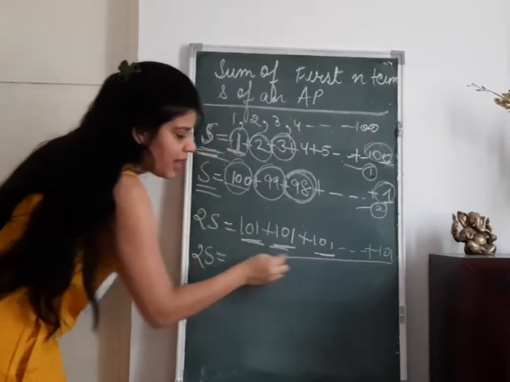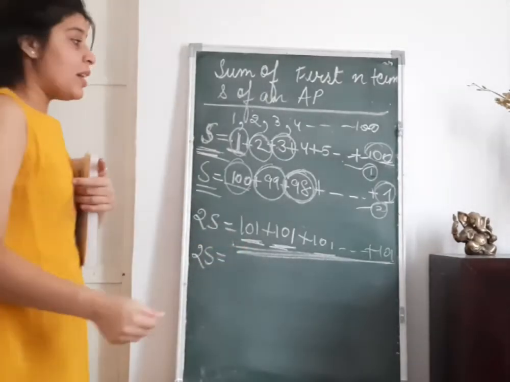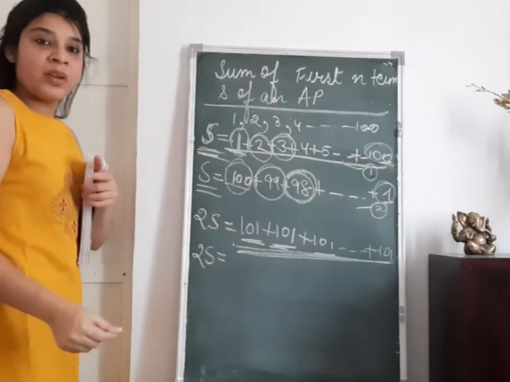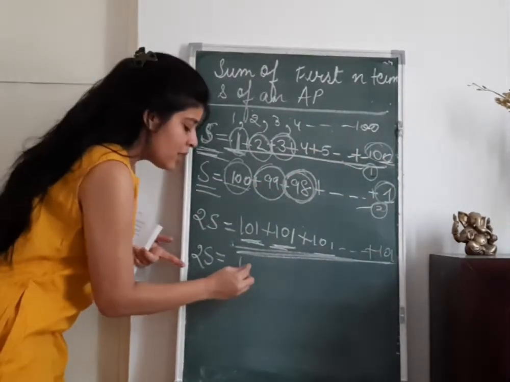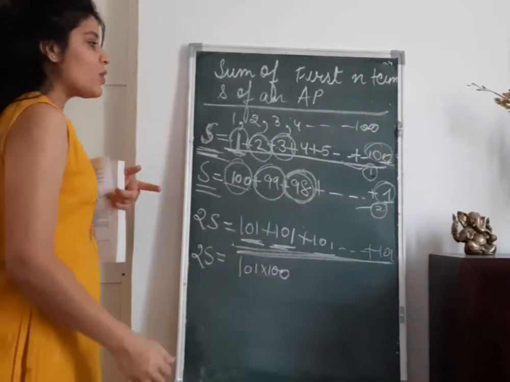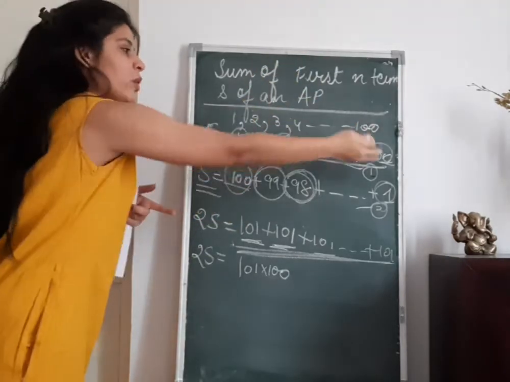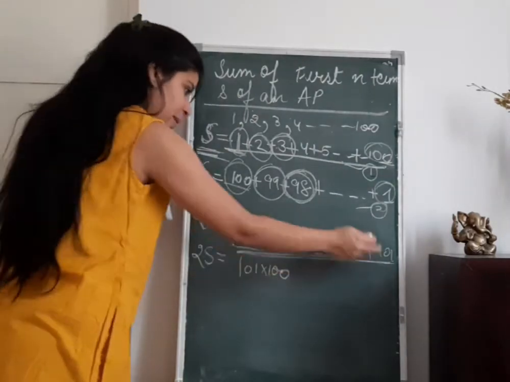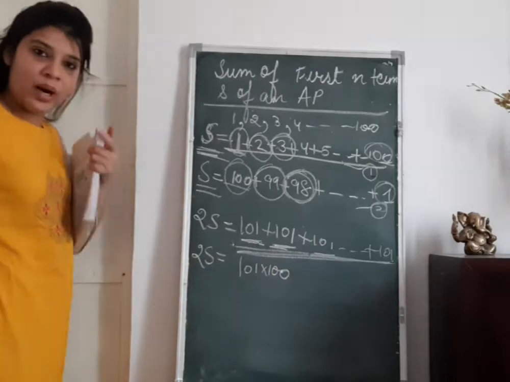Now see, 2S is equal to what? How many times will this 101 come? The number of terms there are in the AP. This 101 will come 100 times. Why will 101 come 100 times? Because there are 100 terms in this AP. 1 to 100 are how many terms? 100 terms. So this 101 will be added 100 times. So can I write 101 into 100?